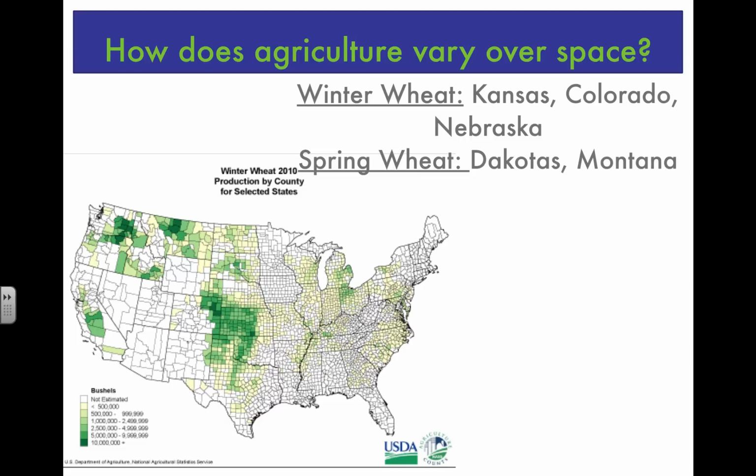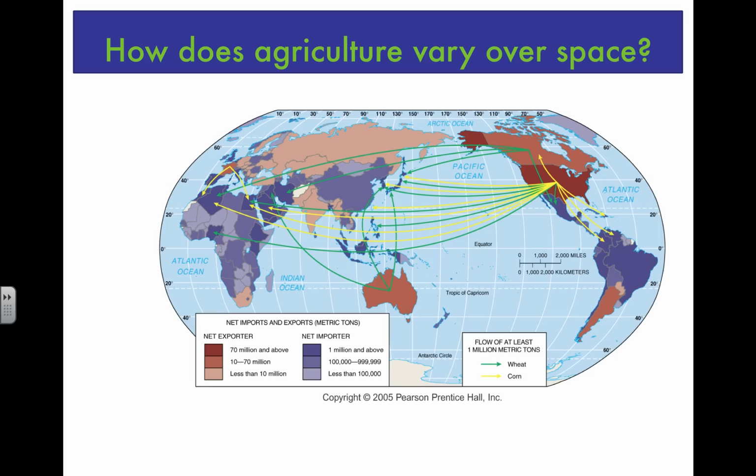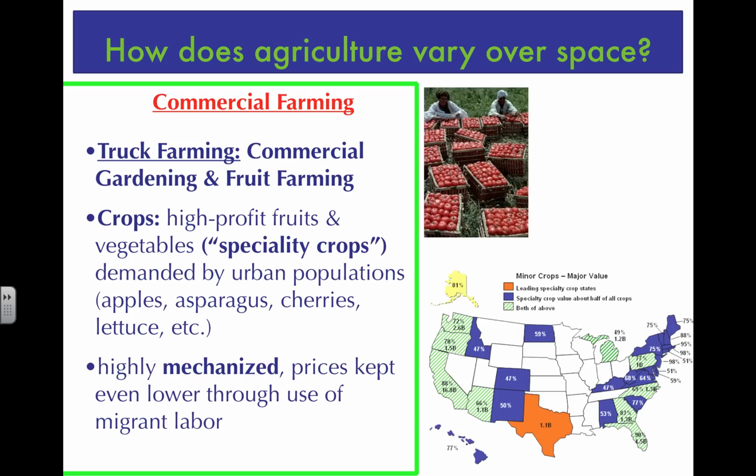There's actually two different types of wheat that are grown. There's something called winter wheat and spring wheat, just a reflection of when the wheat is actually harvested. Winter wheat is primarily grown in Kansas, Colorado, and Nebraska, whereas the spring wheat is grown primarily in the Dakotas and Montana. And you can see here the areas of the world where we have large connections for net imports and net exports of grain and for food. We're going to talk about this at greater length in class. I'm going to hold off on that for a little bit.